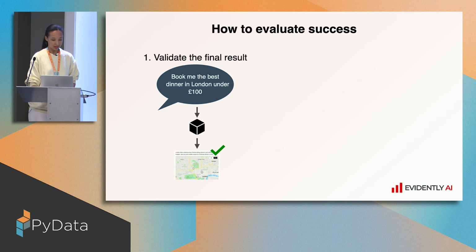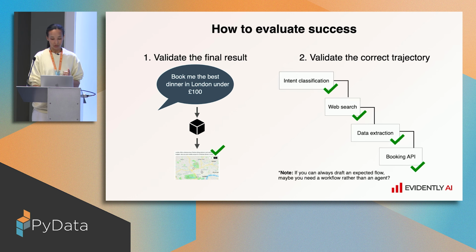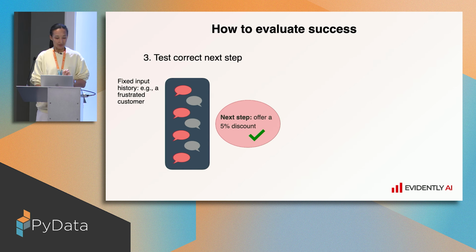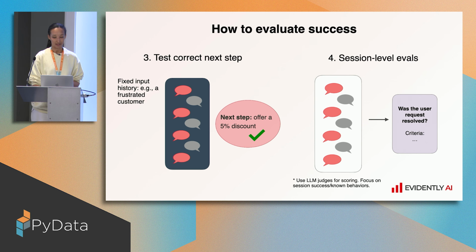So quickly, how to evaluate? We can evaluate the final result, whether it's correct or not. We can try to validate the correct journey, the road itself, but note: if you can draft it in detail, maybe you can move from the agentic approach to a workflow. I mean, if you understand all the steps, maybe a workflow is what you need, but that's just a side note. Well, we can test correct next steps: if you know that after retrieval should come generation, just test for it. And of course, session-level analysis. Not trying to evaluate every single step, but saying, hey, here is the whole session. Was the agent polite? Was the customer happy?